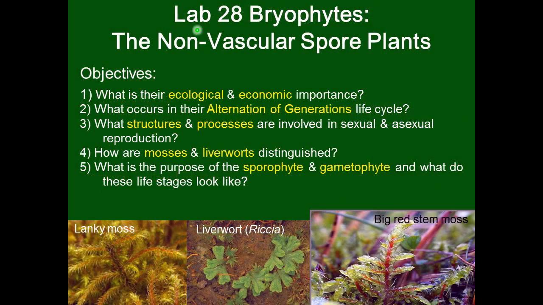Our Lab 28 is on the Bryophytes. These are non-vascular spore plants, so they do not contain vessels. Your objectives for your test. Number 1, what is their ecological and economic importance? 2, what occurs in their alternation of generations life cycle? 3, what structures and processes are involved in sexual and asexual reproduction? 4, how are mosses and liverworts distinguished? And 5, what is the purpose of the sporophyte and gametophyte? And what do these life stages look like?